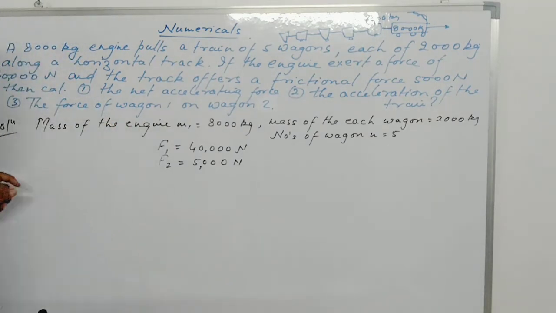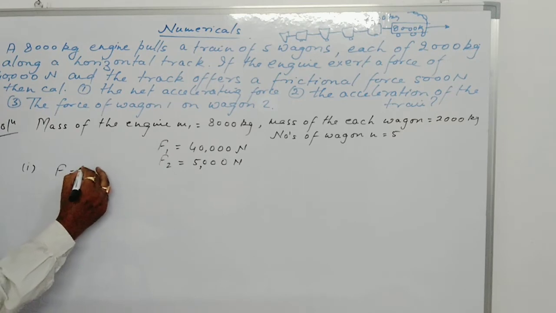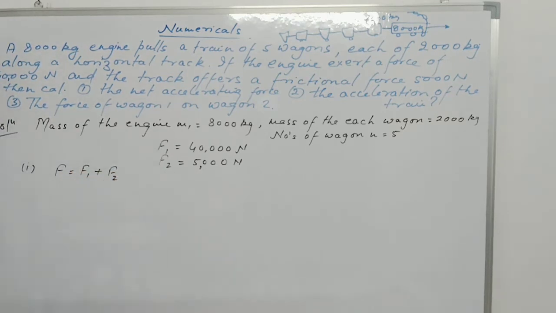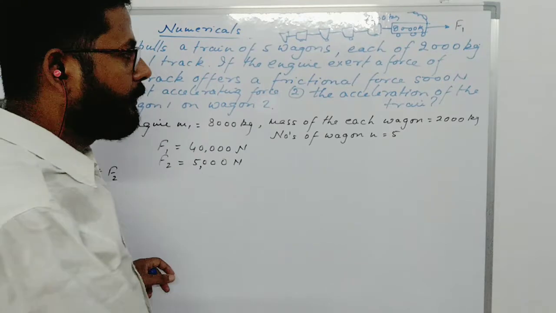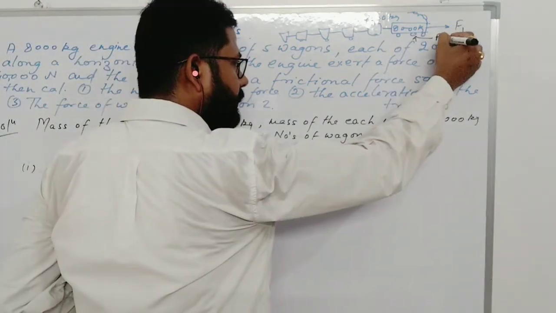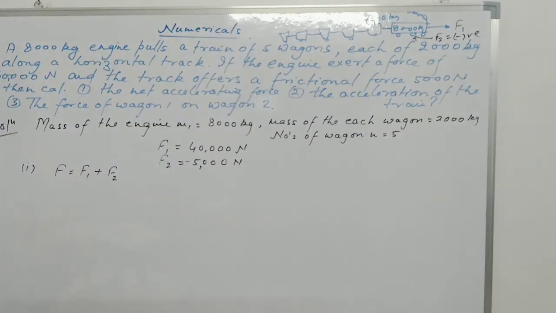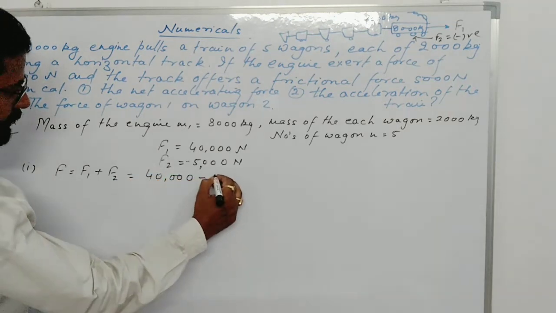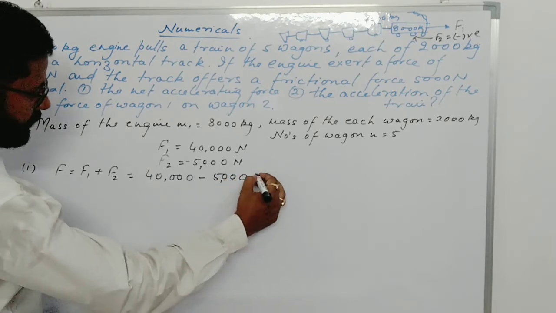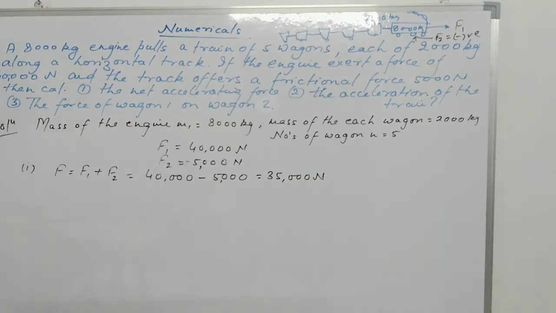Now what is being asked? Firstly, the net accelerating force means F is equal to F1 plus F2. Now understand this. The engine is pulling this way with force F1. Friction acts opposite to it with force F2, so friction becomes negative, minus 5000 Newton. So this is equal to 40,000 minus 5000 Newton, and that is equal to 35,000 Newton.